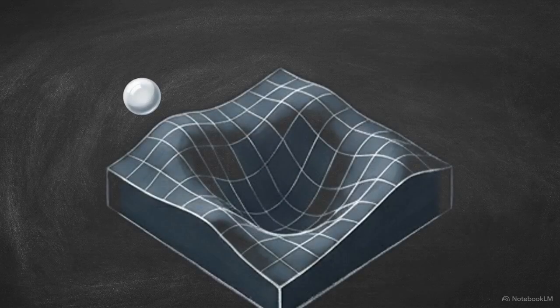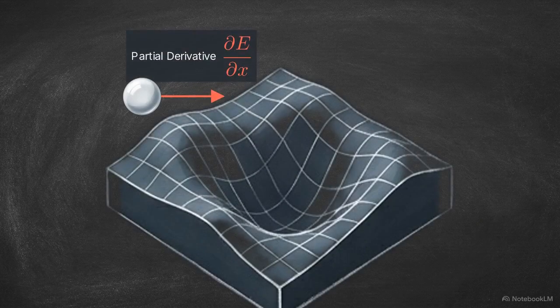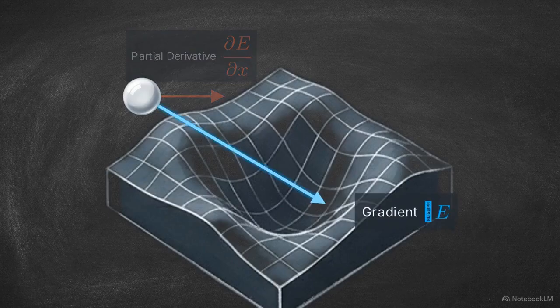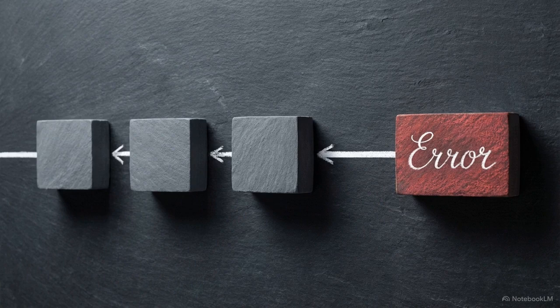If a single partial derivative tells you the slope in one specific direction, the gradient points you toward the steepest path down the hill to minimize your total error. Finally, we have the chain rule.